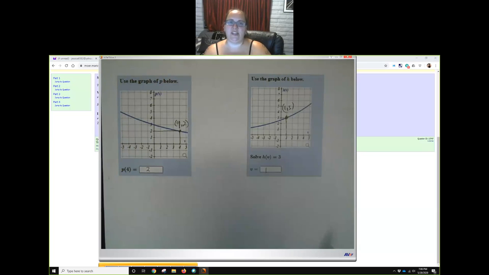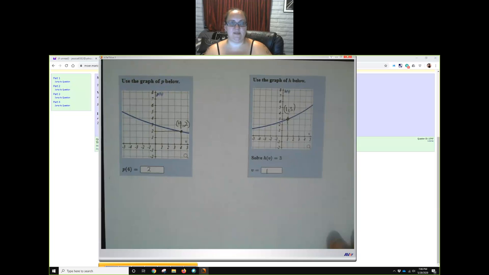So with all of these, it's super important that you are paying very close attention to what they have given you. Have they given you X or Y? That way you know what you're looking for. If they've given you X, then you need Y. If they've given you Y, then you need X. Because that's where most of you guys make your mistakes on these.